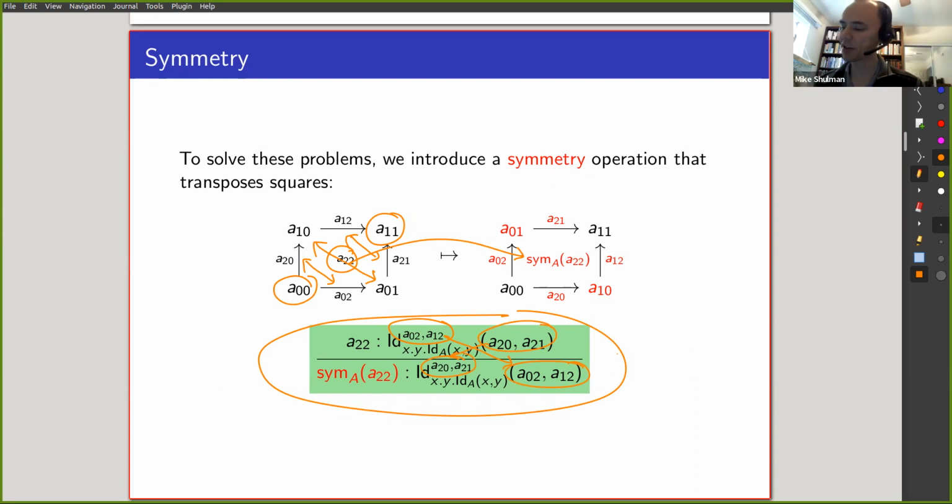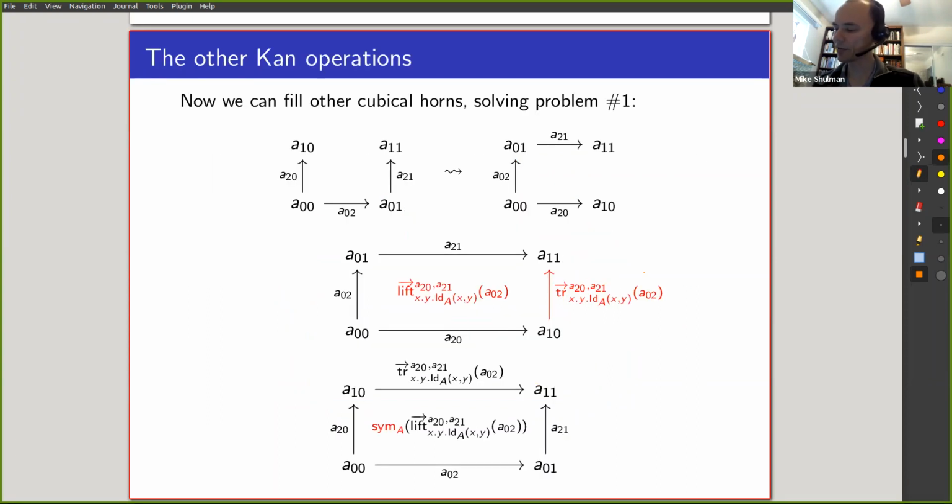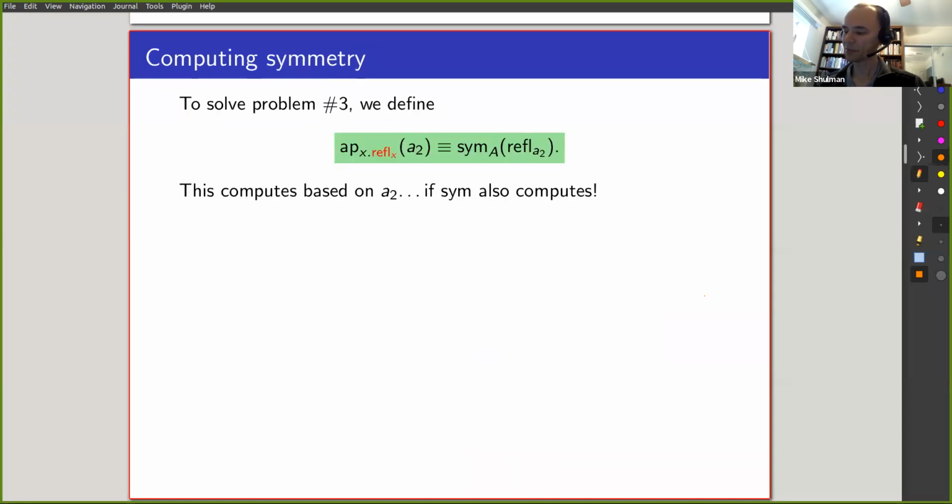So that's the symmetry operation, and that actually solves all the problems that we have if we do it carefully enough. If we want to fill from bottom to top, for instance, I can take a horn like this, transpose the horn, then fill from left to right, and then transpose that square back again. So that's fairly straightforward. It gives us a way to fill from bottom to top and top to bottom, and similarly in higher dimensions.